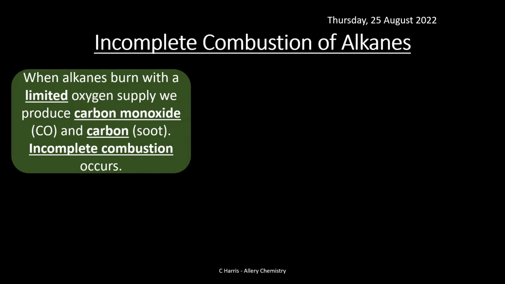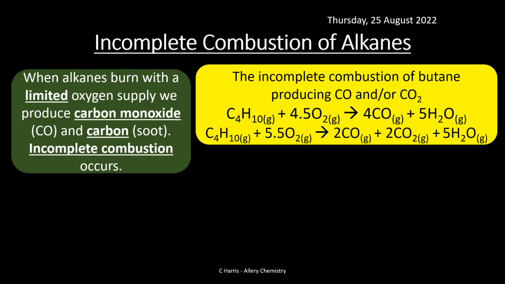So when you've got alkanes burning with a limited supply of oxygen, in other words, there's not enough oxygen there, then we produce a poisonous gas, carbon monoxide, and we produce carbon, which is soot. Obviously this happens when you get incomplete combustion. So let's have a look at a reaction showing this: incomplete combustion of butane producing CO and/or CO2.